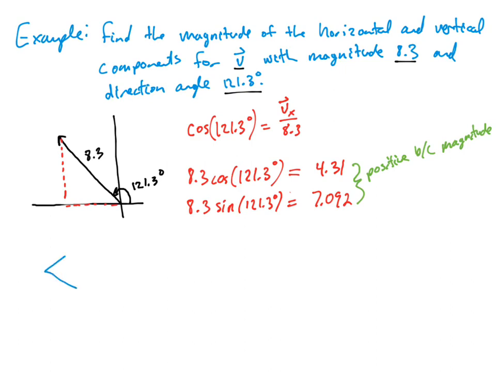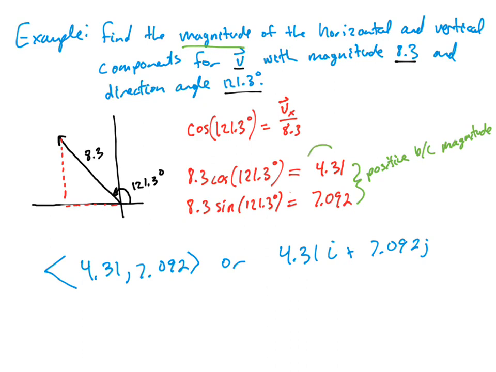So there's two ways we can write it. We can write it like this: 4.31, comma, 7.092, or we could write it 4.31i plus 7.092j. Now I want to clarify something. There's a little bit of a nuance here that I made a mistake on. The question here is asking us to find the magnitude of the vertical and horizontal components. So these values satisfy that answer. 4.31 is the horizontal magnitude, 7.092 is the vertical magnitude for this vector.